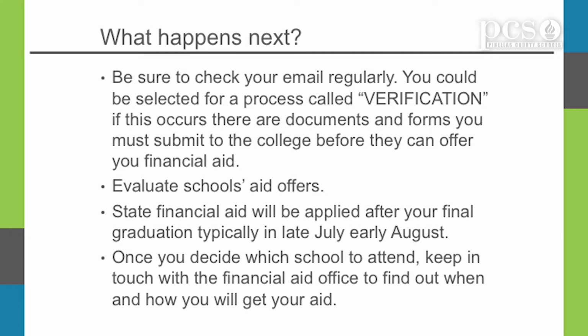Now, if I confused you, an entitlement means you get it no matter what. So Pell, if you qualify, you get it no matter what. But with SEOG, the college determines which students need more support because they have financial need. So now you've completed your FAFSA and listed your schools.